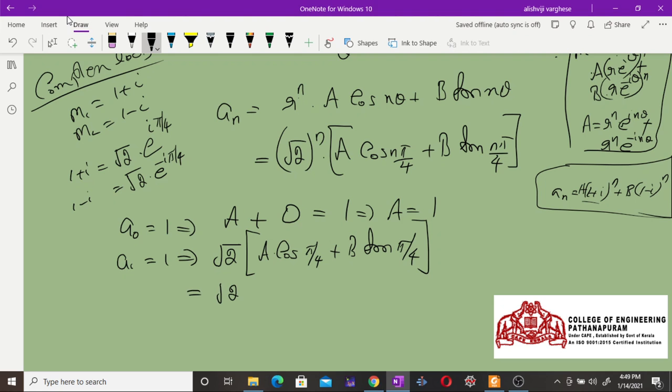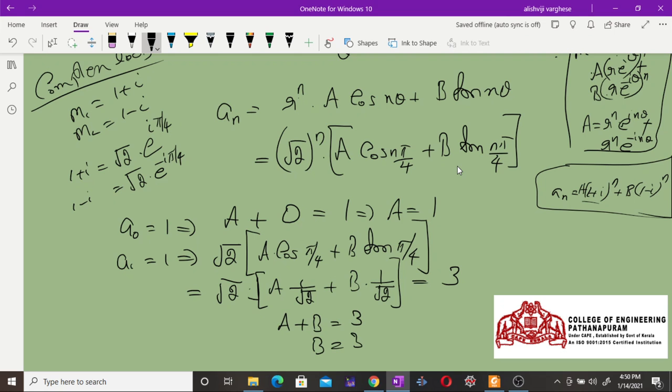That's equal to root 2 into a into cos pi by 4, which is 1 by root 2, plus b into sin pi by 4, which is again 1 by root 2. So if you take this 1 by root 2 as a common factor, we can cancel it on each side, and the value of a1 is equal to 3, and therefore what we have is a plus b is equal to 3.